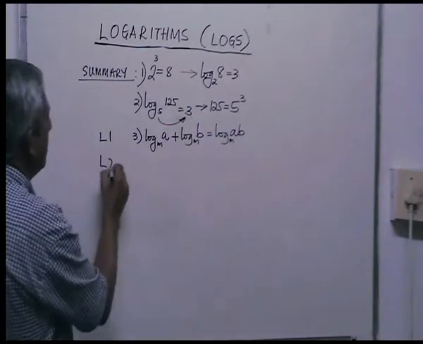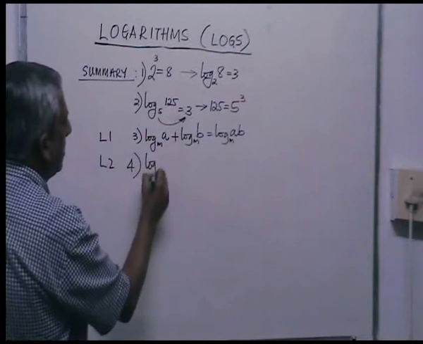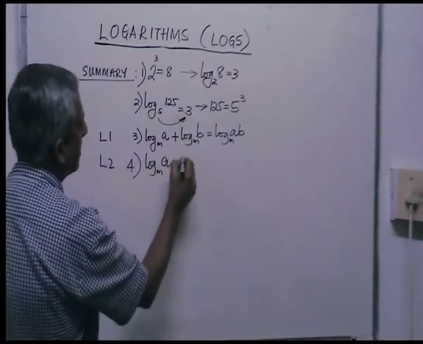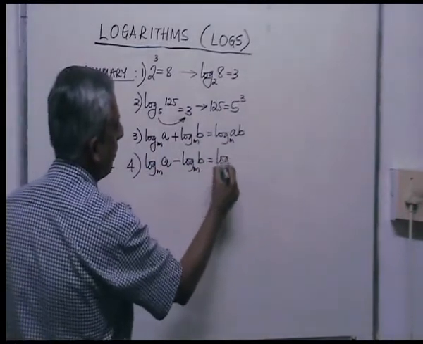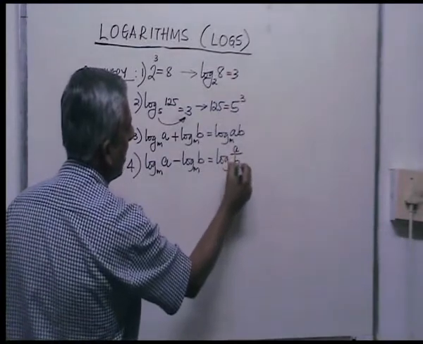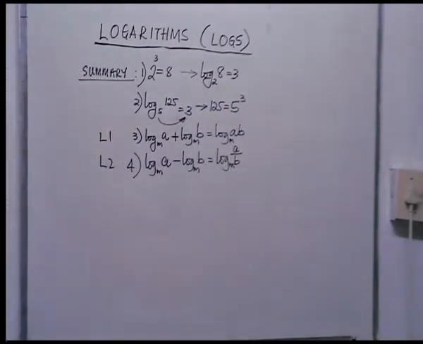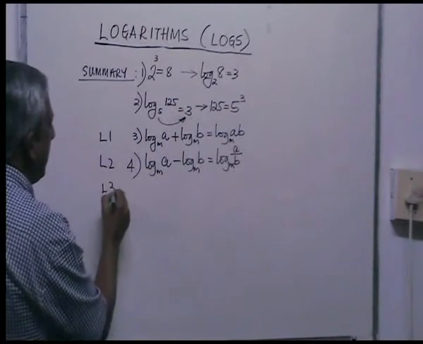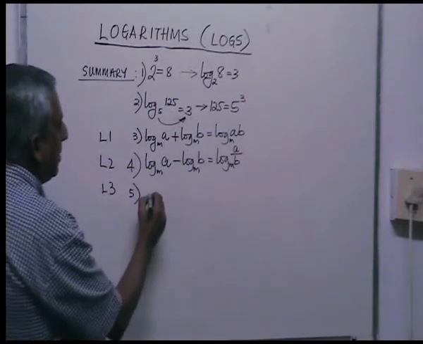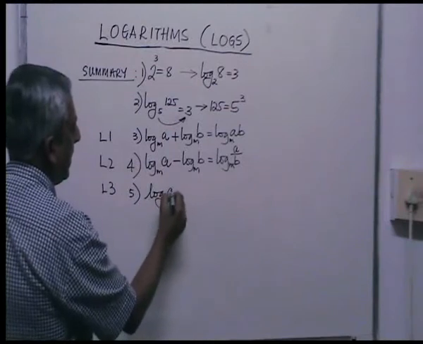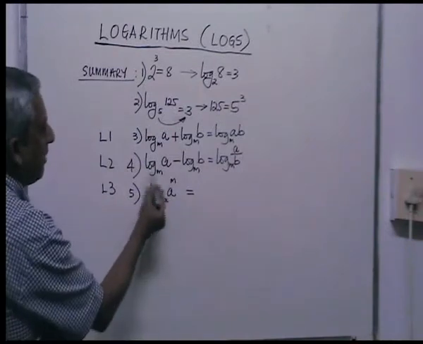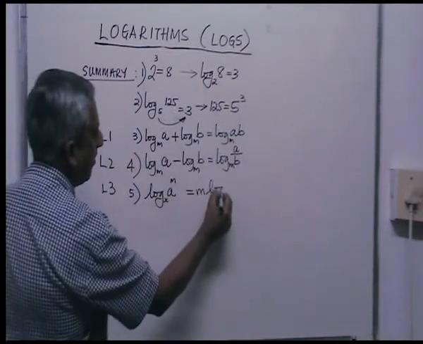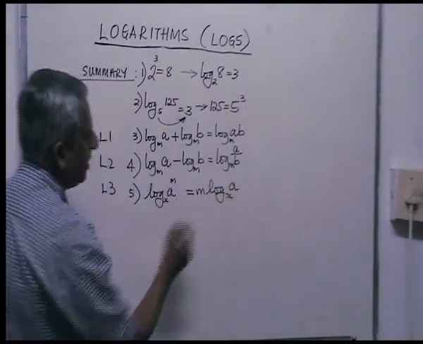Then we have law 2, which said that log of a to the base m minus log of b to the base m is equal to log of a divided by b to the base m. Right? Then we have law number 3. If you had log a to the m to the base x, then you can bring the m to the front, so it will become m log a to the x.